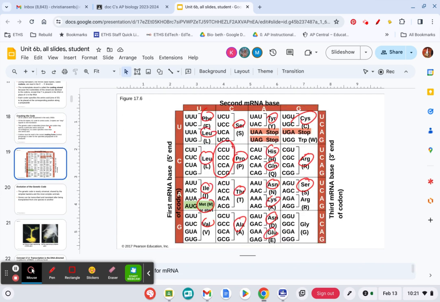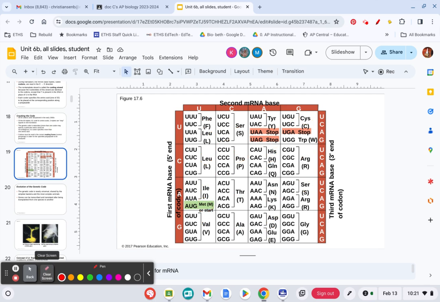Can we erase this? There we go. Are they the same? Sorry. Let's try a different one then. I shouldn't have used proline because proline is always the same.